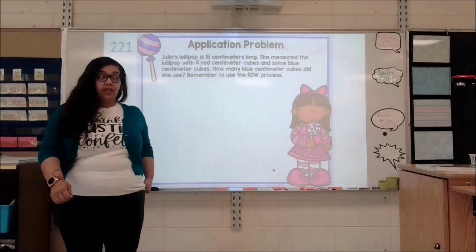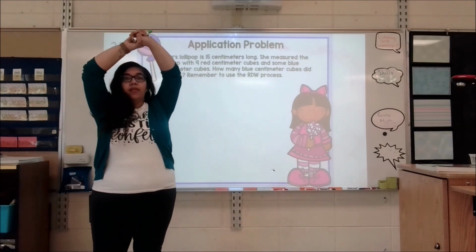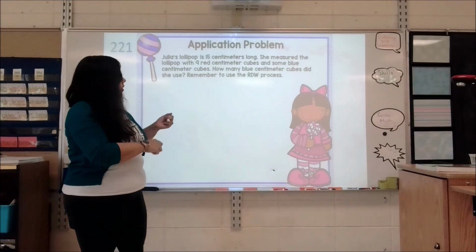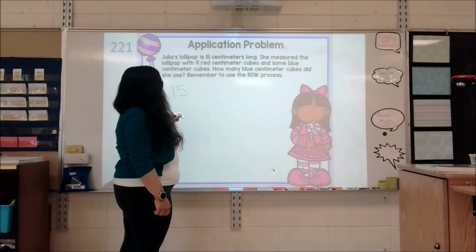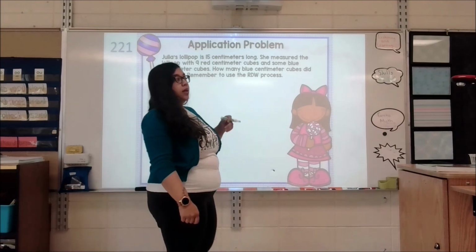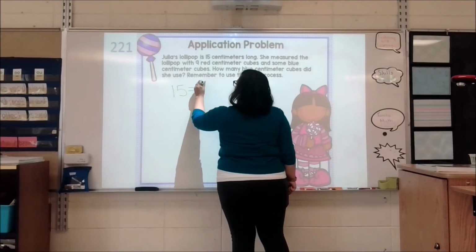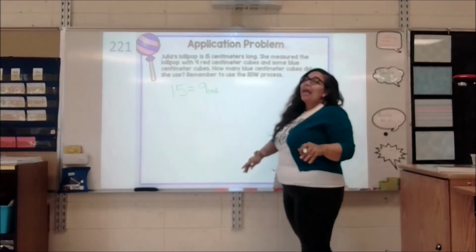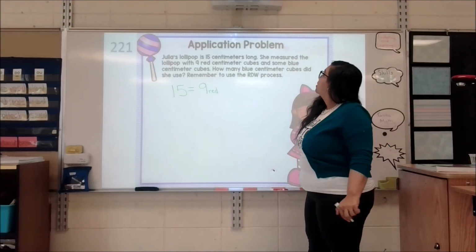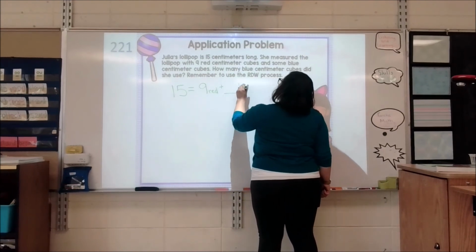Okay, so let's go ahead and look at this and do this together. It says Julia's lollipop is 15 centimeters long. That means we are given the whole first. Good. So let's start with the number sentence. It's 15 centimeters long. She measured it with 9 red centimeter cubes. So it equals 9 red and some blue centimeter cubes, plus some blue.